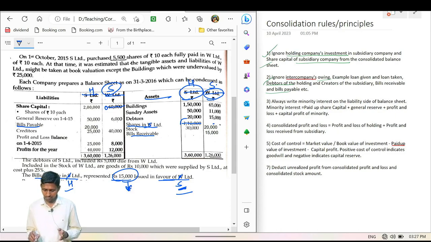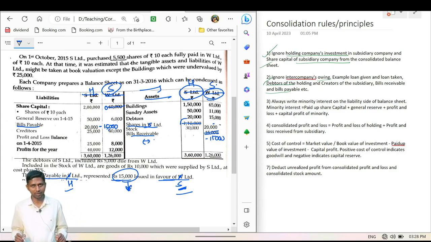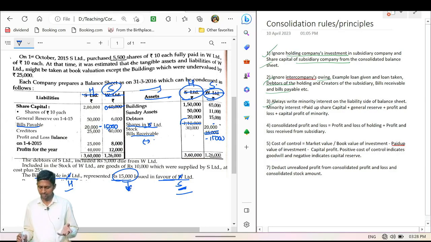Now ignore the first side, that means the asset side. From the asset side, ignore 15,000, because 15 is common. 15 minus 15, ignore. And then after that, from the liability side also ignore 15,000. We have 20,000 on the liability side of bills payable, and because only 15 is common, ignore 15. Don't ignore the whole 20. Okay, 5 must be of outsiders. Understood the second principle? Then the third principle. It's very simple.